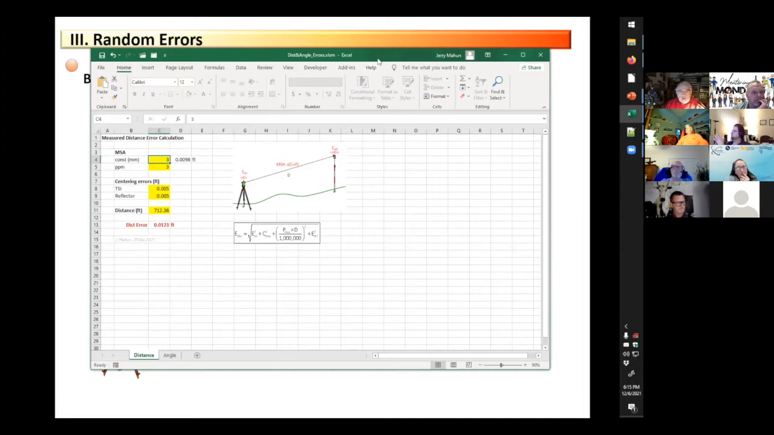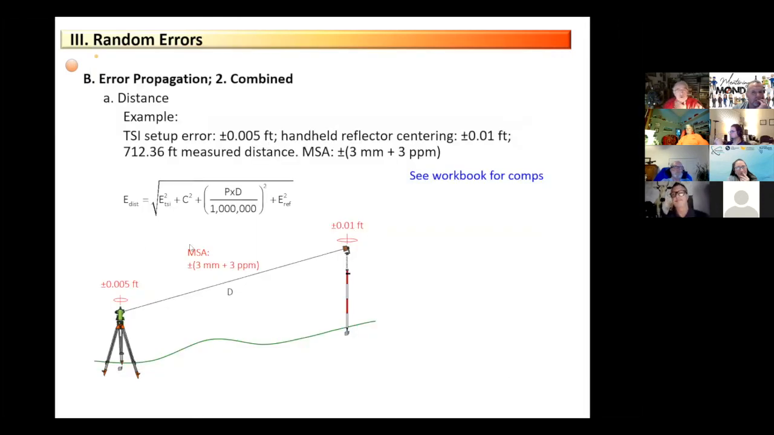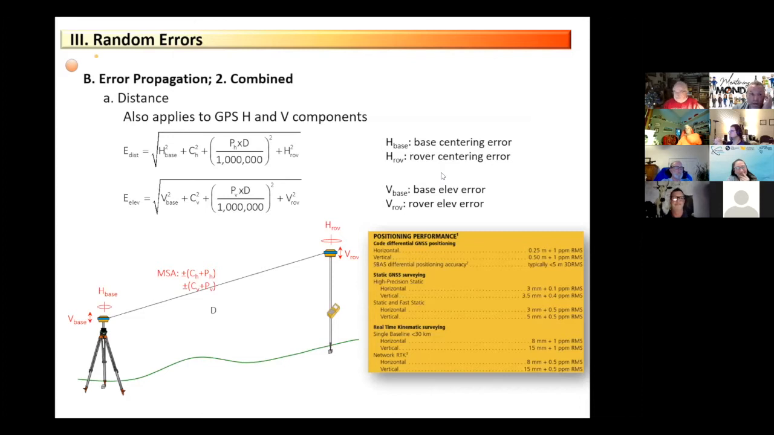All right. So that's how errors propagate into distances. And this is true also for GPS, because when you do a horizontal distance, GPS is basically a high-tech version of a total station. We can break it into 2 components: the horizontal component, which is the 2-dimensional vector XY, and then the vertical component, which is the elevation. The reason we can break that up is because we have different specifications for the accuracy of the instrument in those 2 different dimensions.